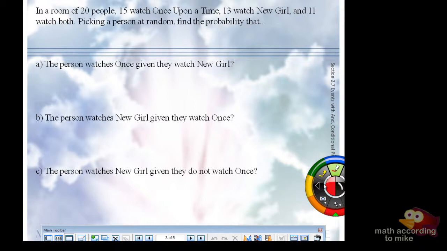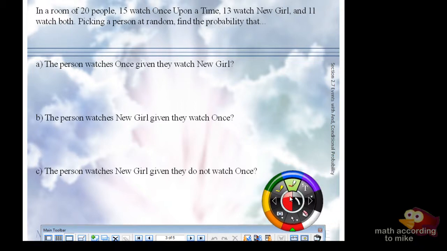No? Okay. Part A. A person watches Once, given they watch New Girl. Let's start with the denominator. Given they watch New Girl, how many people watch New Girl? 13. Out of those 13, how many happen to also watch Once? 11.